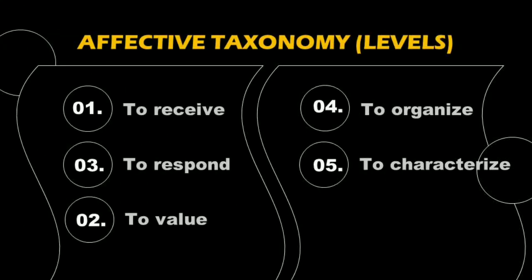These are the levels of affective taxonomy. Number 1, to receive. Number 2, to respond. Number 3, to value. Number 4, to organize. And number 5, to characterize.